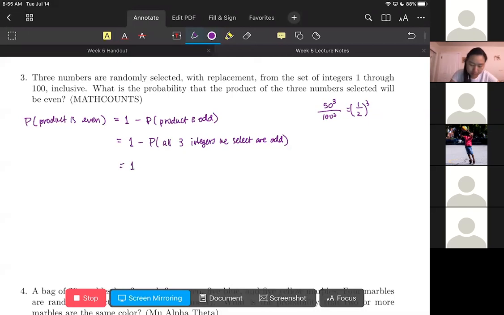The other way you can think about it is, we could say that's also equal to 1 minus the probability that we select one odd integer, cubed, which is 1 minus 1/2 cubed. So there's different ways you can count this. And then this is going to give us 1 minus 1/8, which is going to give us 7/8.